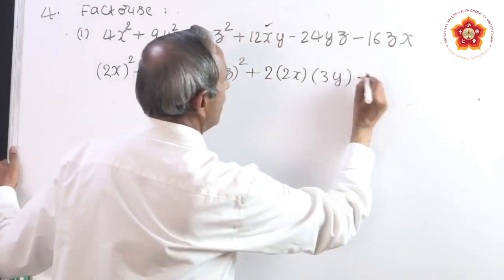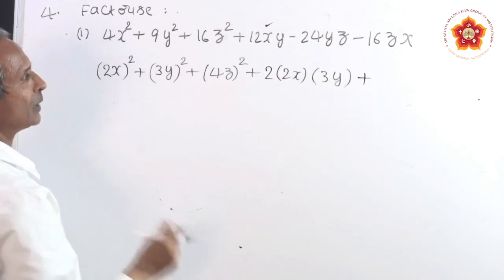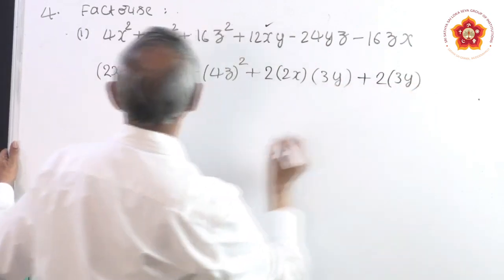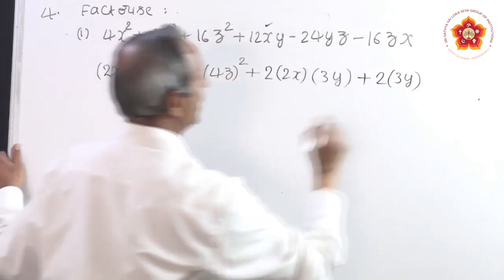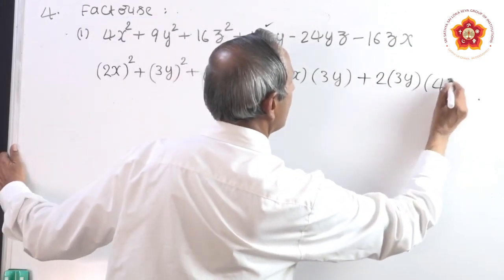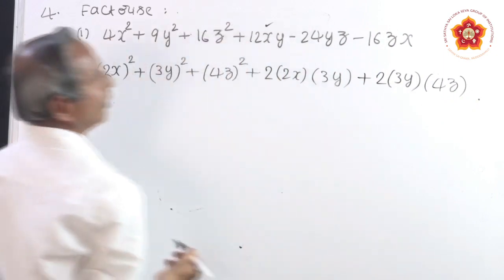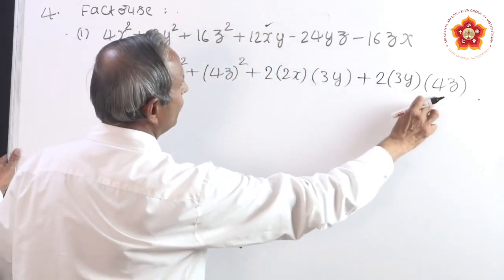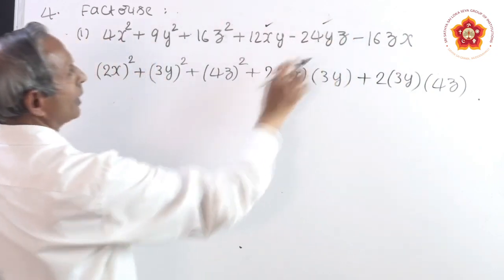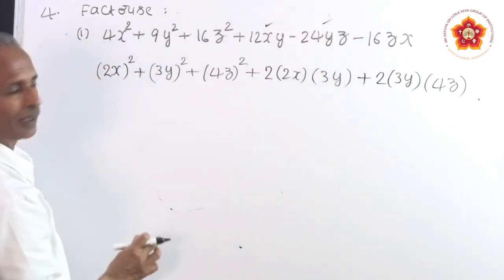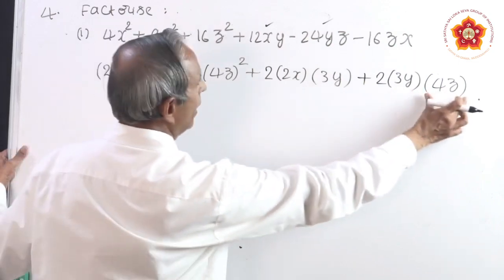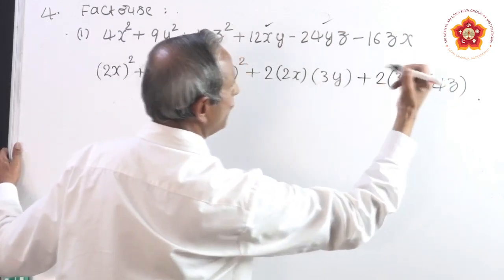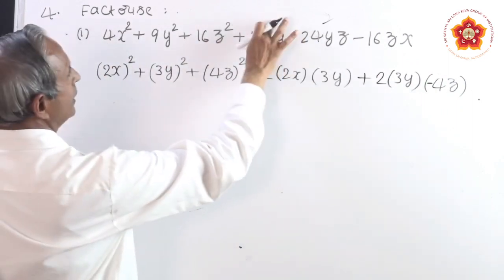Next, after 2xy, 2yz should come. In the place of y, 3y is there. In the place of z, 4z is there. Now you have to multiply and check. 2 3s are 6, 6 4s are 24, yz will come, but you should get negative sign. Therefore any one of these should have negative sign. Therefore it should be negative sign now. Then you will get this answer.